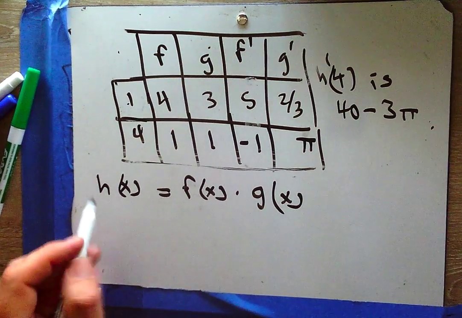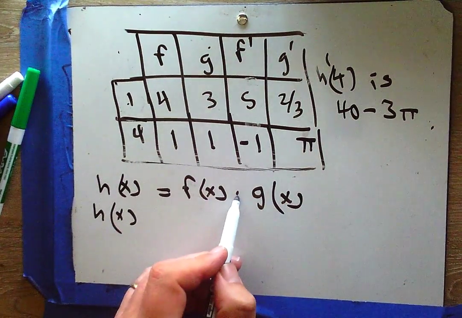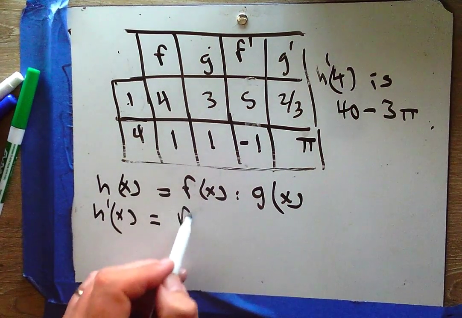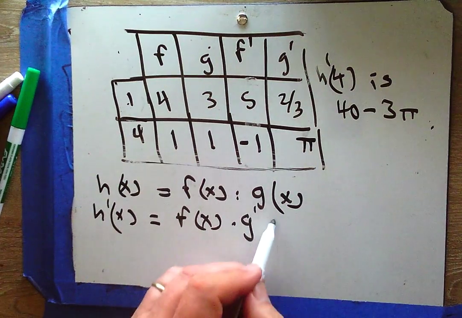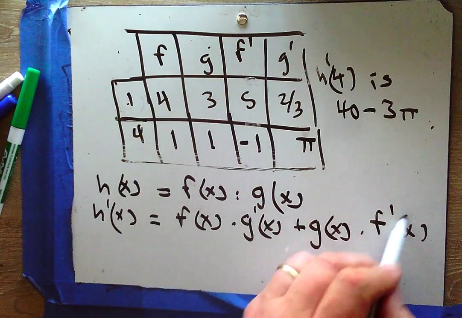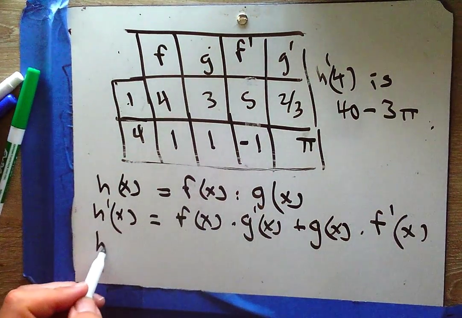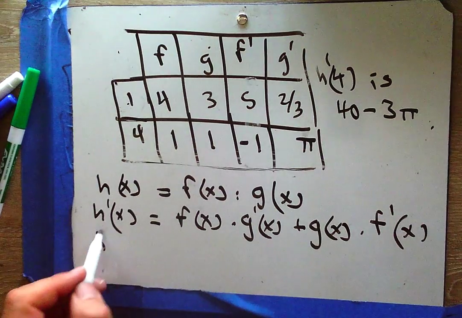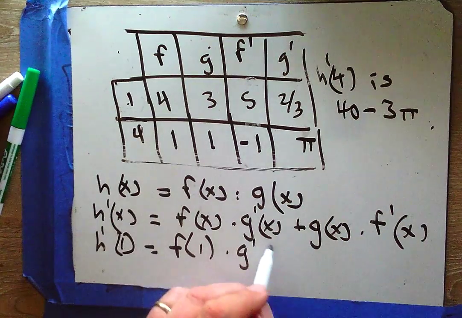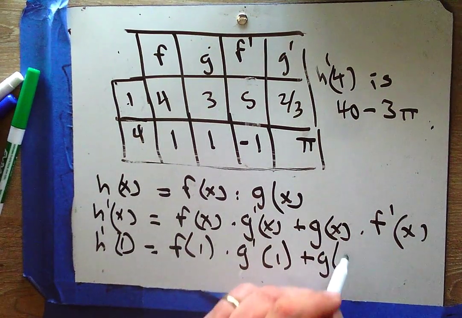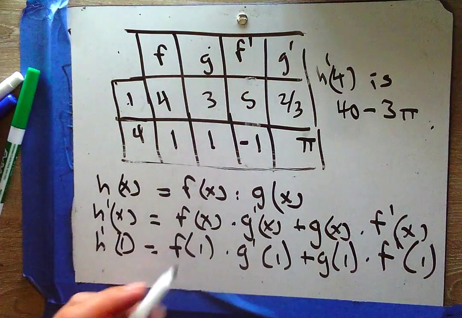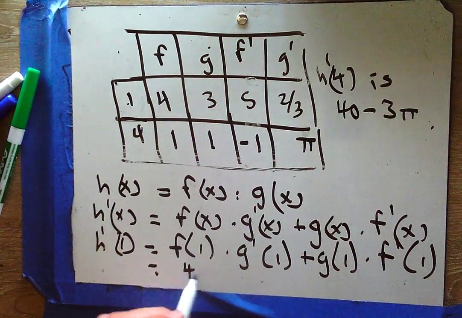Hey, welcome back. So when I thought about this one, I saw that and said, I gotta use product rule to find h prime of x. So f of x times g prime of x plus g of x times f prime of x. And remember, in this problem we wanted h prime of 1. So that means we want f of 1 times g prime of 1 plus g of 1 times f prime of 1. And it's really easy to take these values off the table.